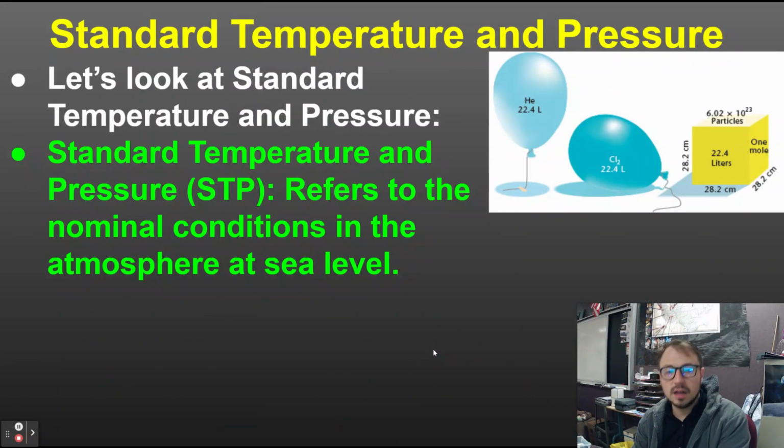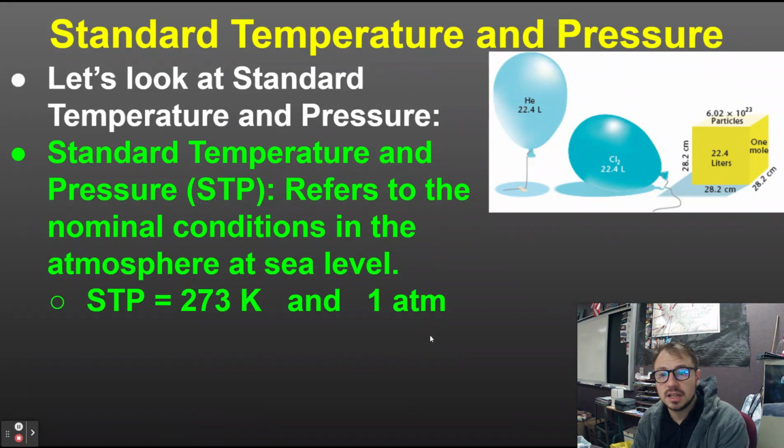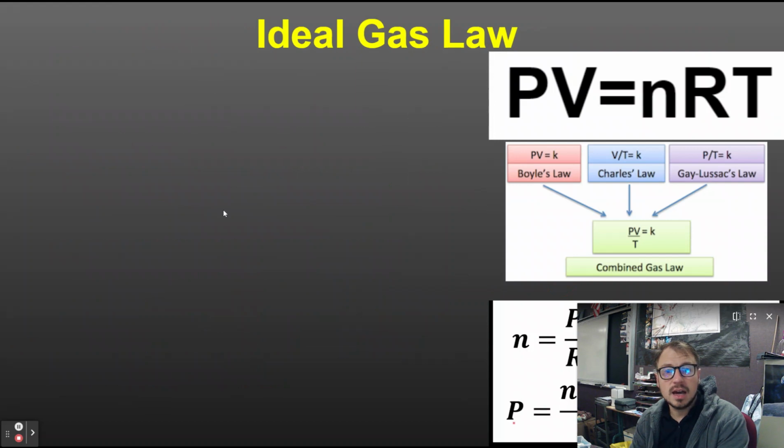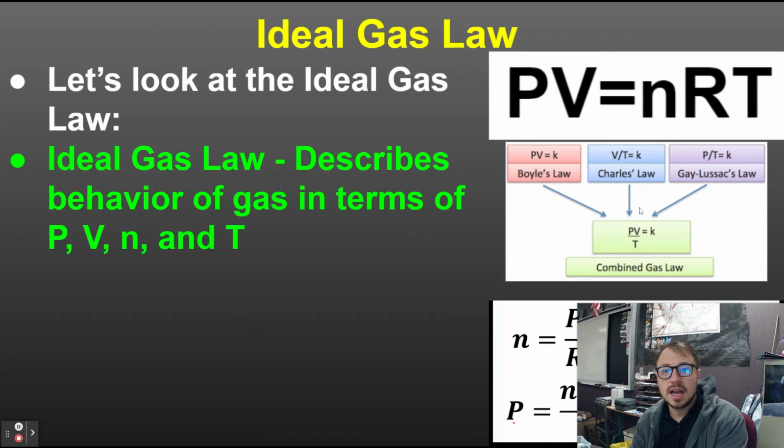So let's talk about standard temperature and pressure. Standard temperature and pressure refers to the nominal conditions in the atmosphere at sea level. So STP is 273 Kelvin and 1 atmosphere. At STP, 1 mole of any gas occupies 22.4 liters. So you can see this little graphic over here. It doesn't matter whether it's a lighter gas like helium or a heavier gas like chlorine. If I have 1 mole of any gas at STP, which is 273 Kelvin and 1 atmosphere, that gas will occupy 22.4 liters.